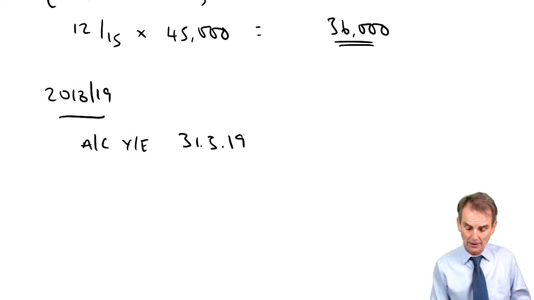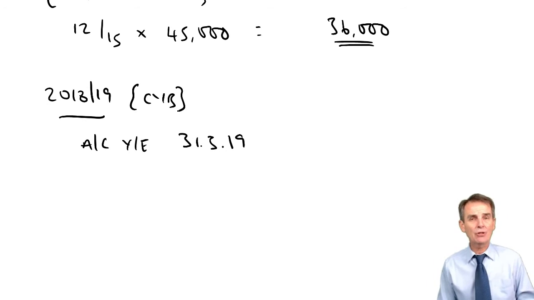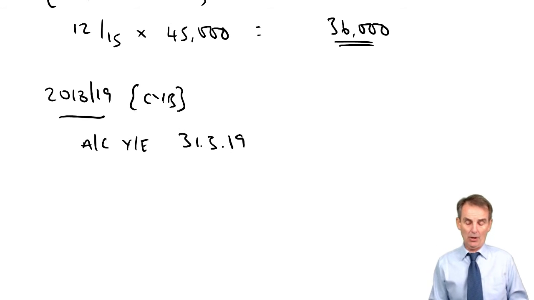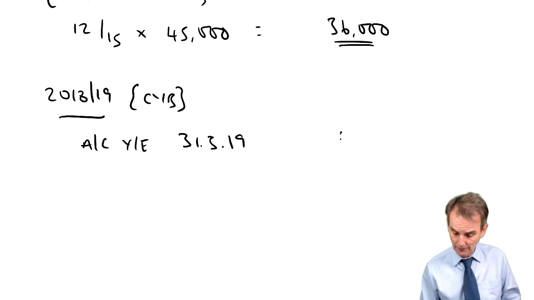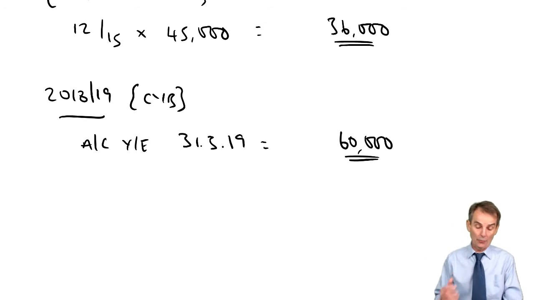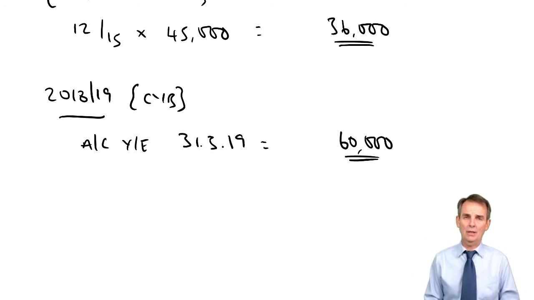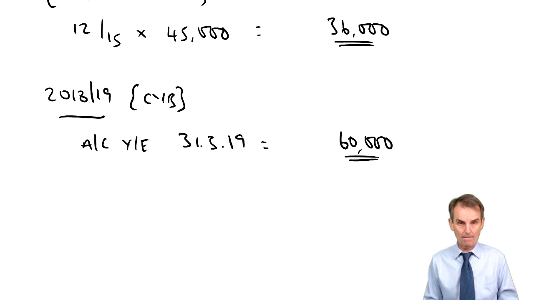So yes, we can and will now use our CYB basis. 2018-19 current year basis is available. It's the accounting year ended the 31st of March 19. What was that profit? It equaled £60,000, and we're off and running on CYB. And as we said, we'll now stay on current year basis until we reach the final tax year of assessment.